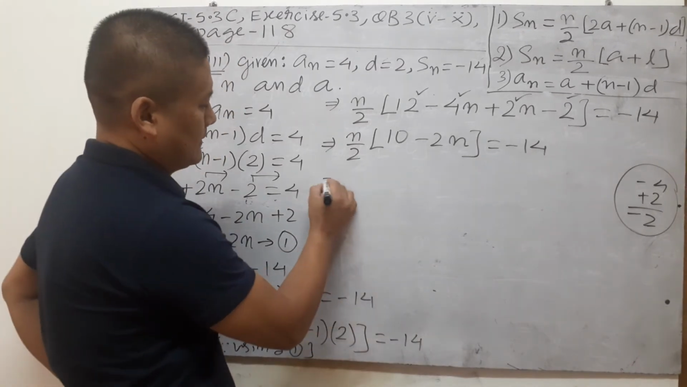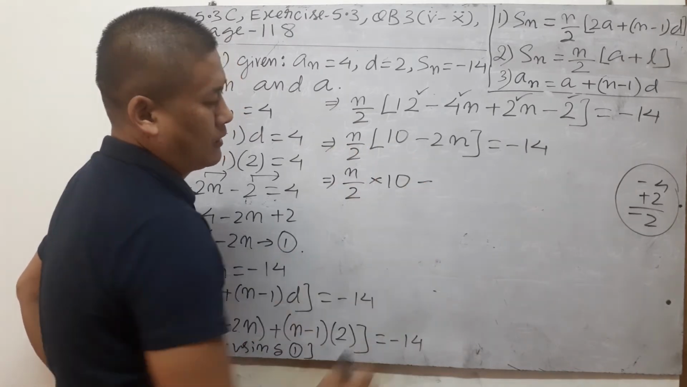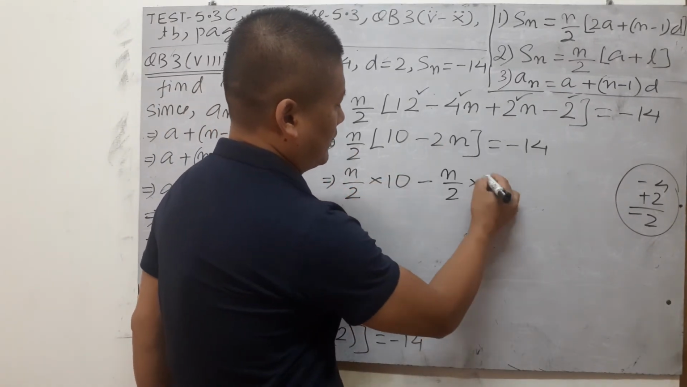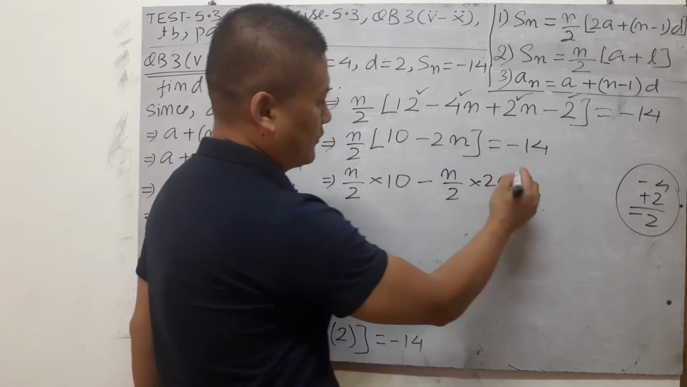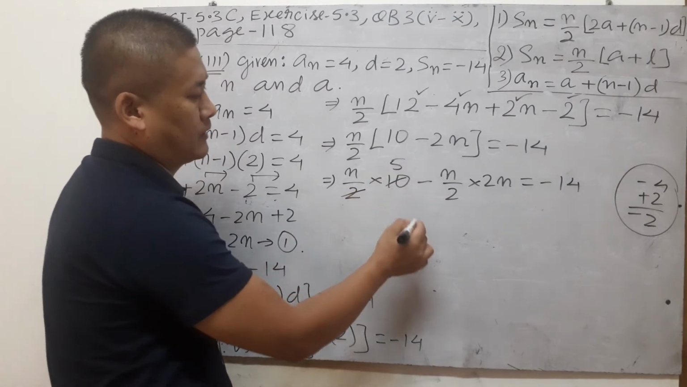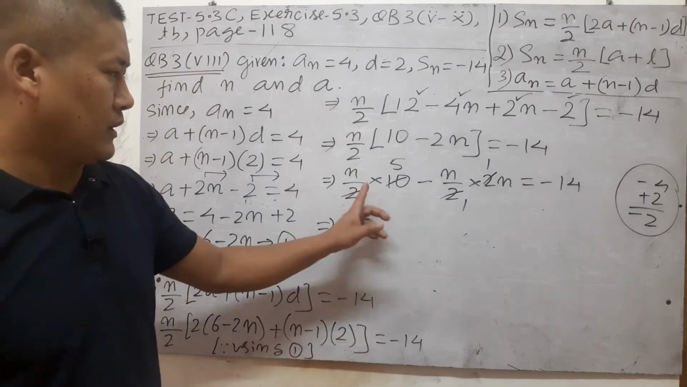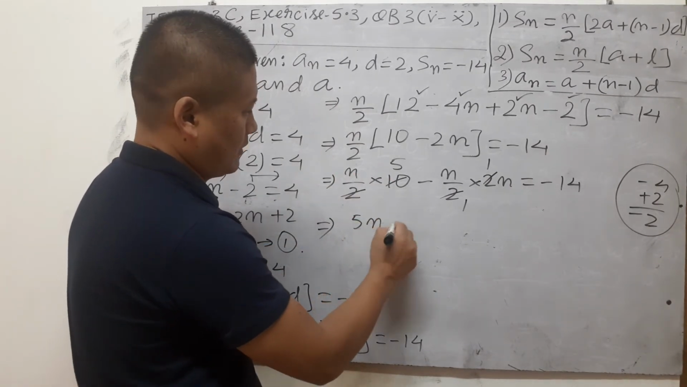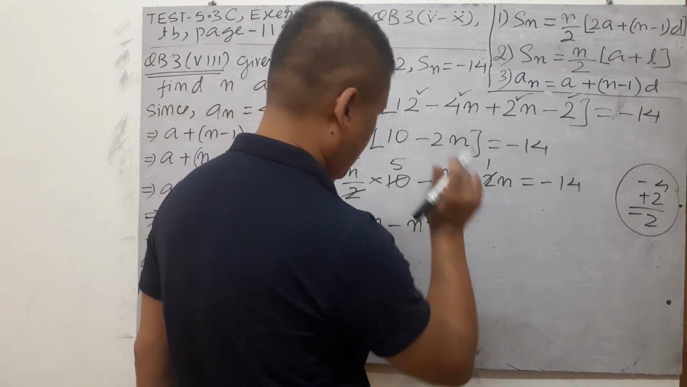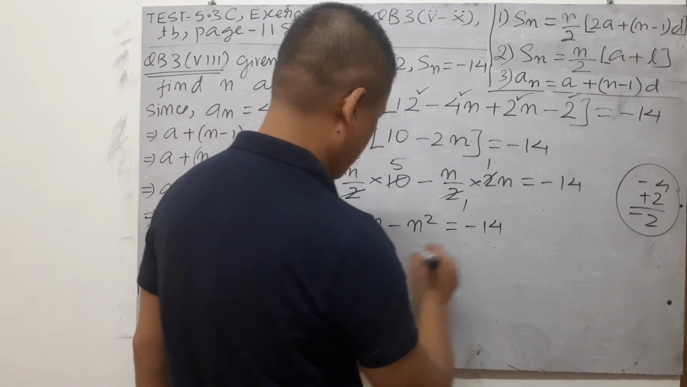Just multiply this 2, so that is n by 2 into 10 plus and minus, minus, and then here n by 2 into here 2n, and bracket is removed, is equal to minus 14. So 2 ones are 2, 2 5s are 10, 2 ones are 2, and 2 ones are 2. So we can bring this one here, n into 5, 5n, minus into plus, minus, n into n, n square, and then equal to minus 14.